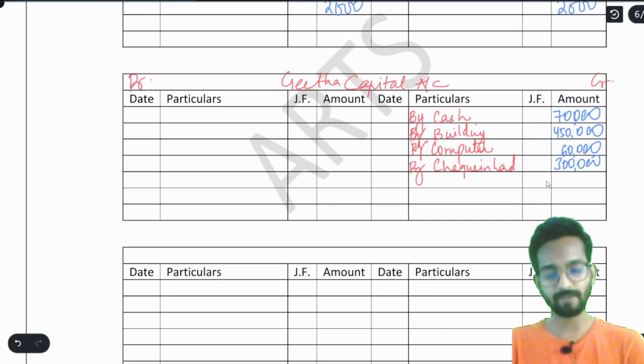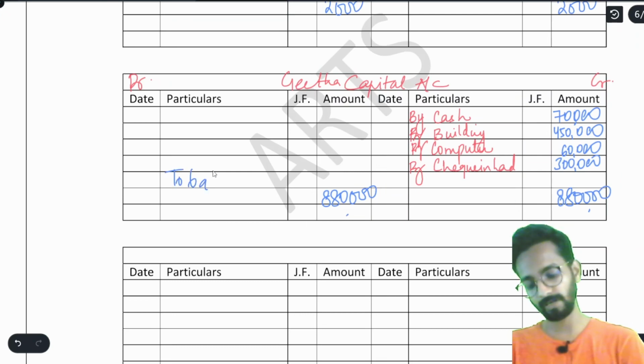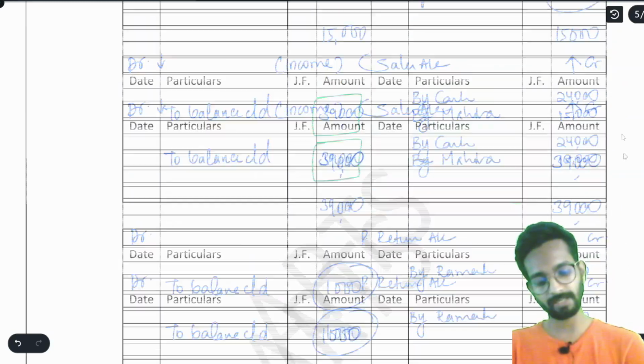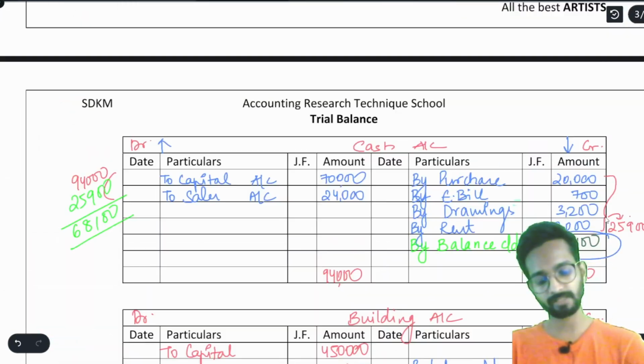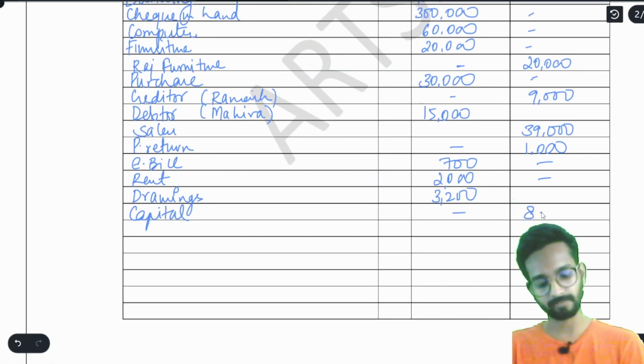So now if I have to close the capital account, give the total of this. 3 plus 4, 7 lakh, 8 lakh 10, 8 lakh 80. 8 lakh 80,000 is the total. You have to write here by balance carried down 8 lakh 80,000. This will appear in your trial balance, 8 lakh 80,000 as capital. It is capital, so it will appear on the credit side.